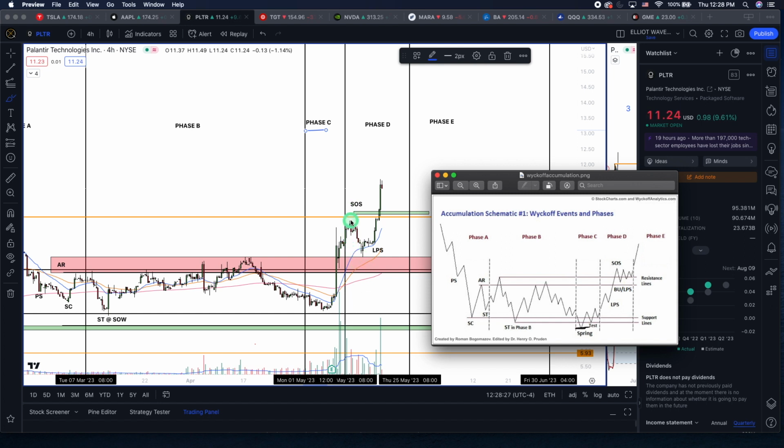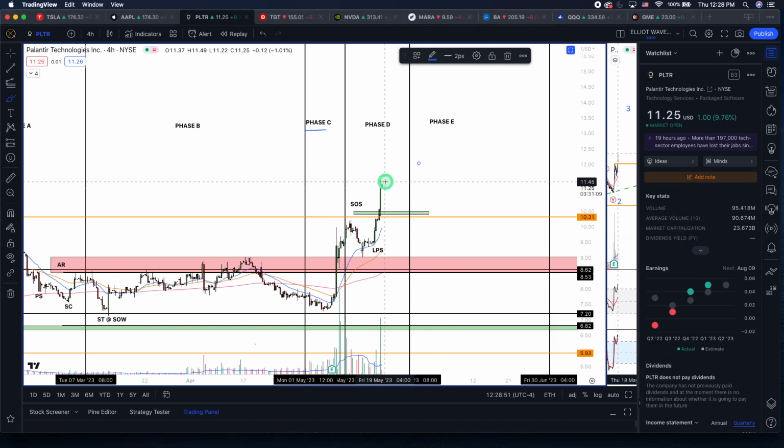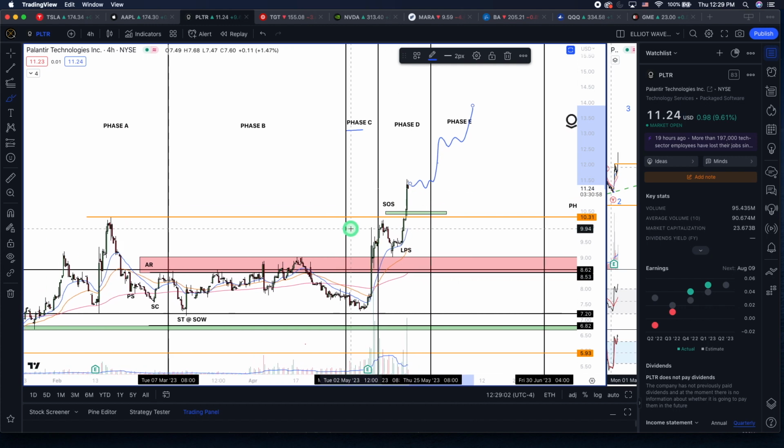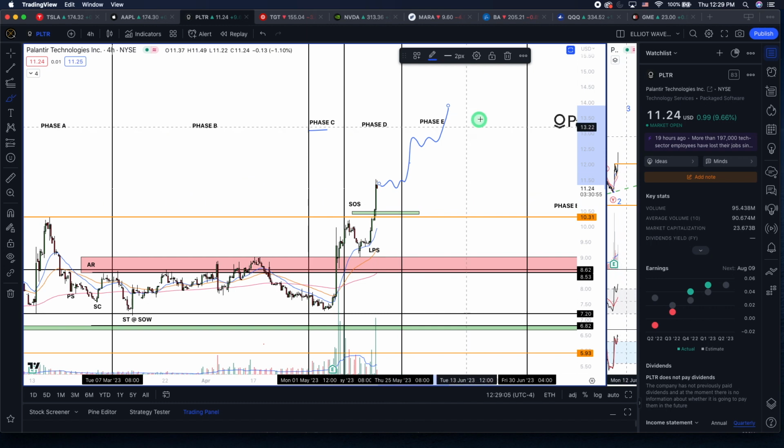So we went up to about $10.30. We came back down. We formed our sign of strength and our last point of support, and now we are rallying higher for the past couple of days, today hitting $11.49. So essentially, we're basically out of phase D where we did our sign of strength, and we're in phase E now. So we should be expecting some more signs of strength, last points of support, move higher, sign of strength, last point of support, move higher, right? So that's basically what we are seeing from the Wyckoff method. All right, so that's what we can expect.